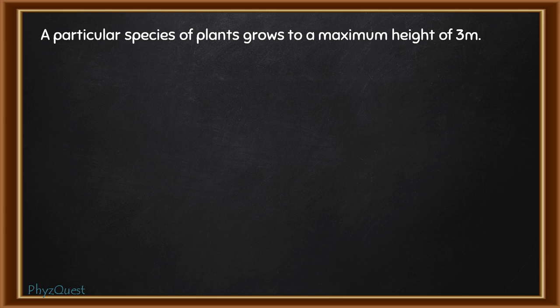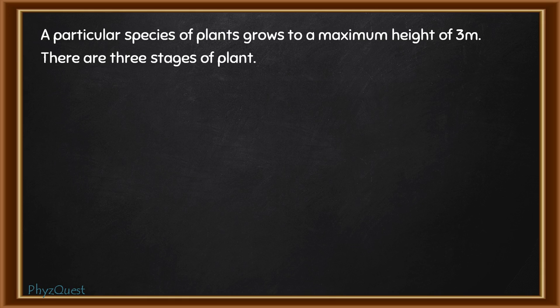So here the question is about a particular kind of plant which grows to a maximum height of 3 meters. Now all the plants do not have height 3 meters. Different plants have different heights. So based on that, they have been categorized into 3 types when a survey is conducted. So basically there will be 3 stages of plant, or 3 categories. They are categorized based on their height.